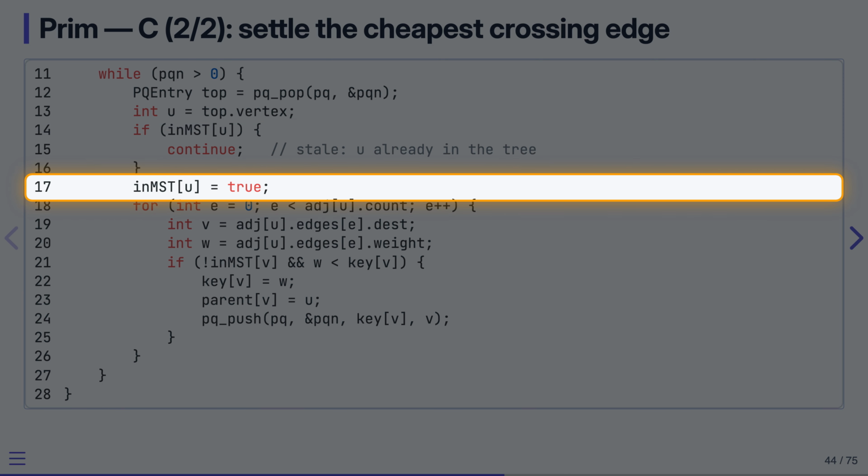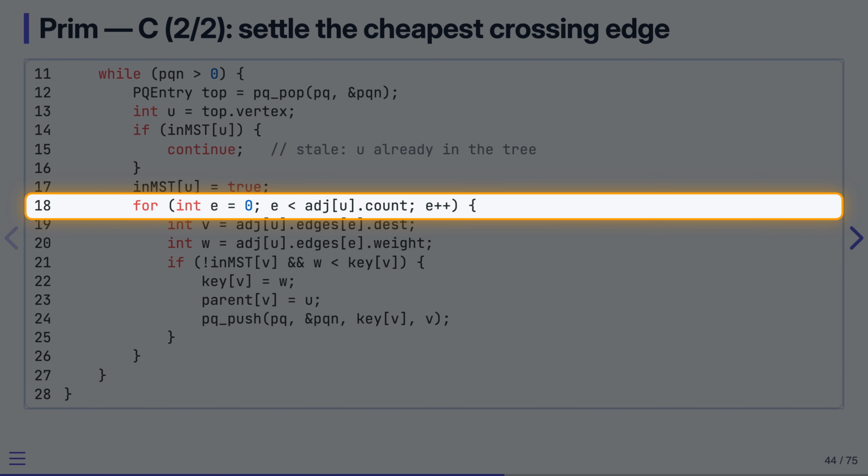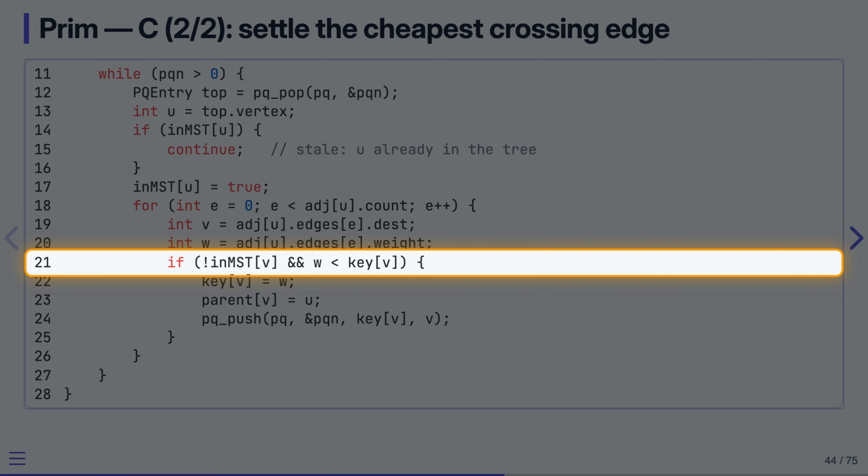Otherwise, we add U to the tree. Then we scan U's edges. Here is the relaxation, and it is the one real difference from Dijkstra. If the neighbor is not yet in the tree, and this single edge weight W is less than key at V, we have found a cheaper way to connect V. We compare W alone, not a running total.